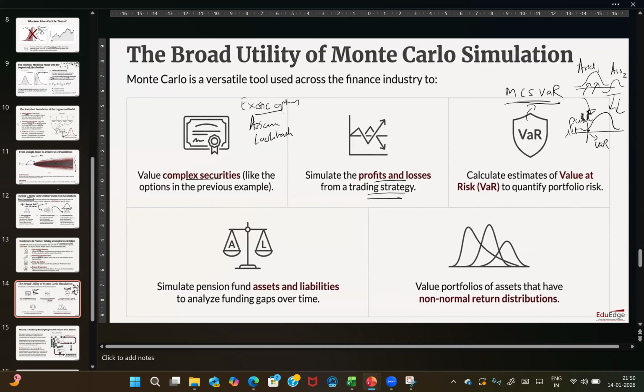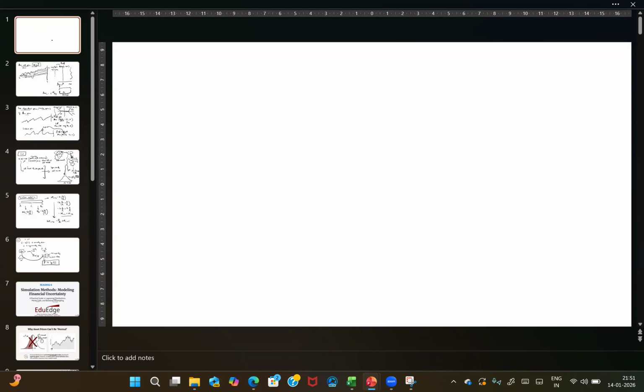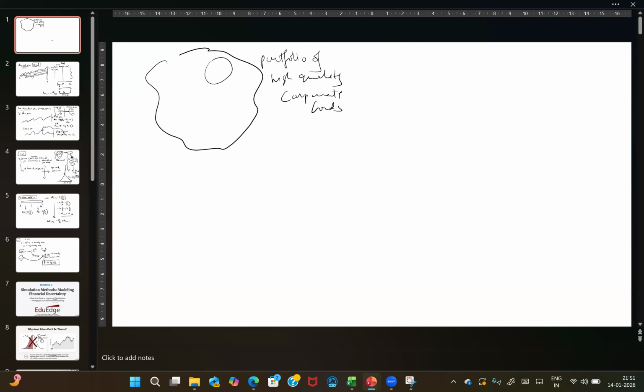So Monte Carlo simulations can be used to generate value at risk figures, especially for those assets wherein you want to generate future scenarios which have never been seen. A classical example of this is, suppose I tell you that you have a portfolio of high quality corporate bonds. Suppose in this portfolio you have Reliance, you have Adani.